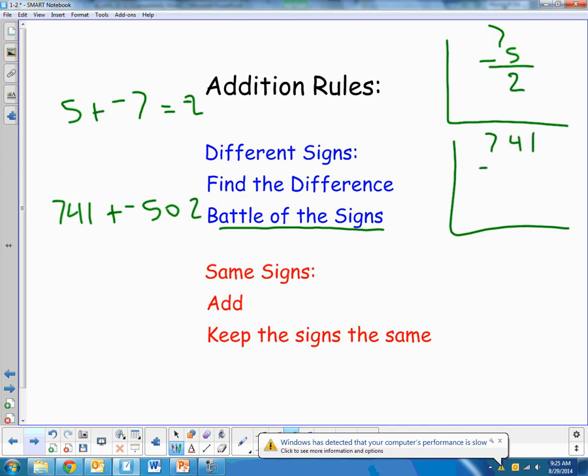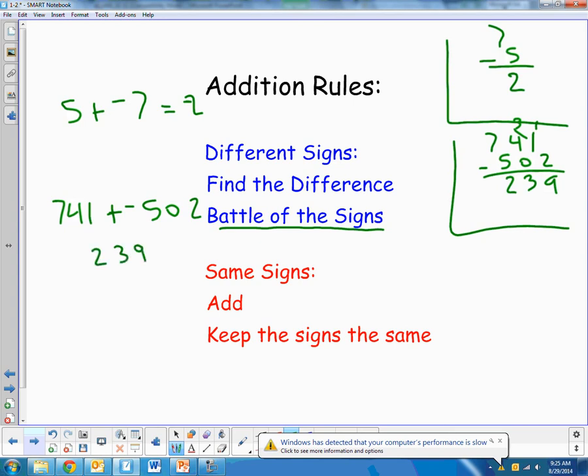741 minus 502. And you'll notice my smart board's a little off calibrated, but if I subtract it, I'm going to have to borrow. So I'm going to get 3, 11. 11 minus 2, I'm going to get 9. 3 minus 0, I'm going to get 3. 7 minus 5, okay, so 239. So I found the difference.